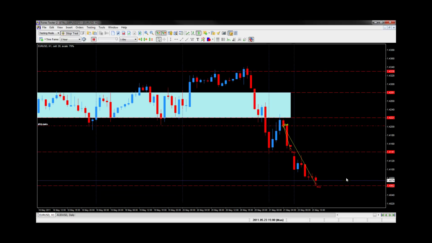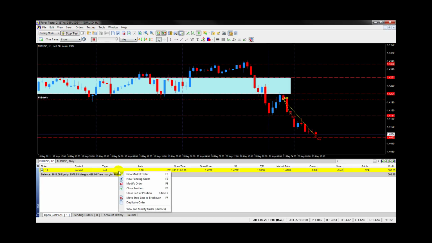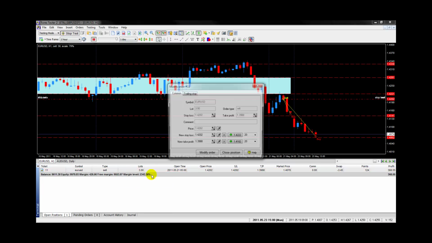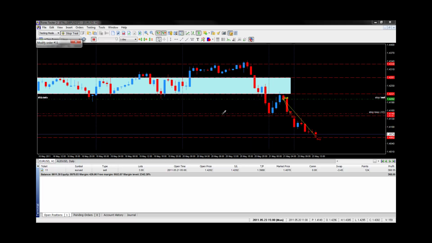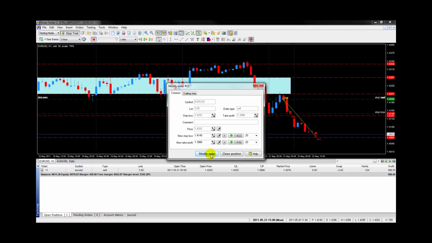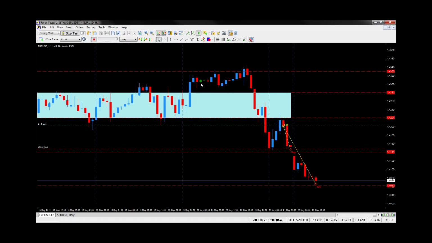Okay, we've hit target 2 now. What I'm going to do now is actually move my stop on the other side of this zone, because if the market comes back up, I want to bag 50 pips. So I still have that last lot there. So I'm going to modify the order, move my stop loss to just on the other side of there. So I'll bag 53 pips if I do in fact get stopped out at this stage.